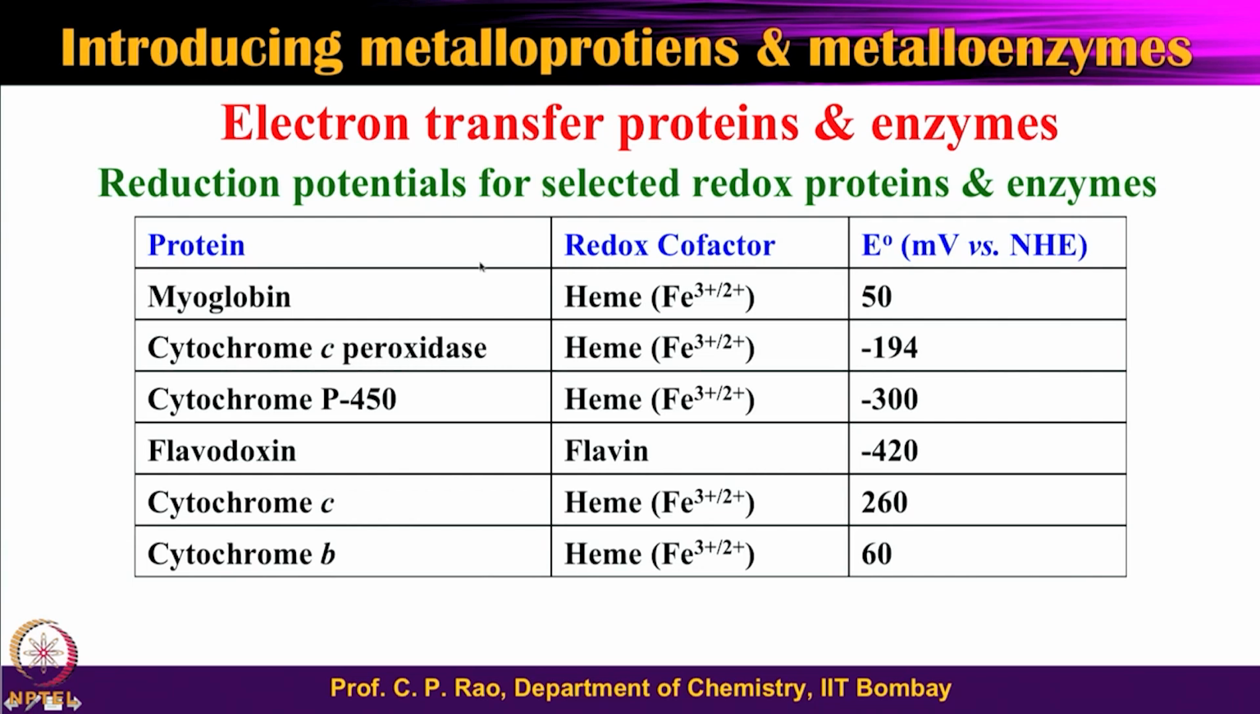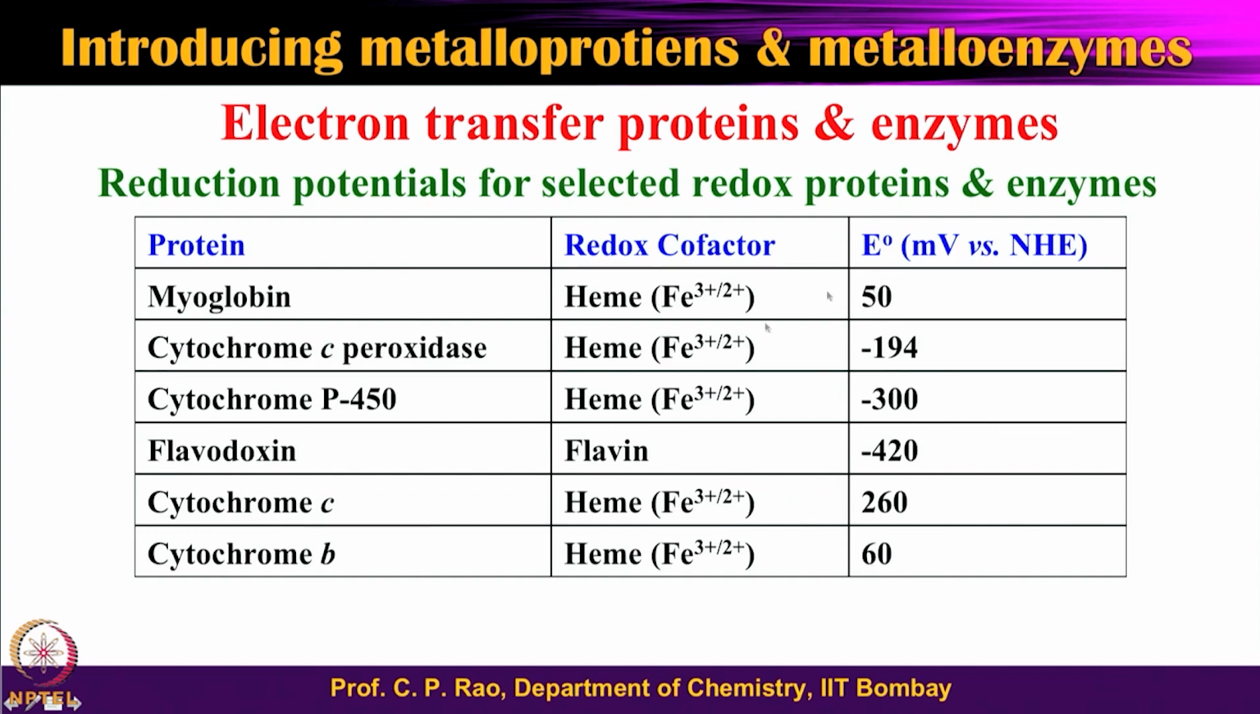Let us look at some examples of values of these redox potentials, particularly in heme enzymes. Say myoglobin, I mentioned to you that there is a heme, cytochrome B type of heme. So, you will have a redox potential of plus 50 millivolts. You go to cytochrome C peroxidase, minus 194, cytochrome P450, you have minus 300. The terminology of this will be explained later. The term P450 etc. Flavodoxin, flavin is the center, minus 420, cytochrome C plus 260, cytochrome B plus 60 etc.